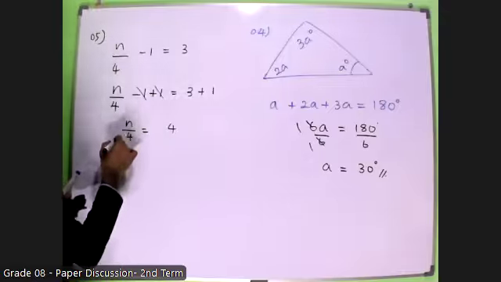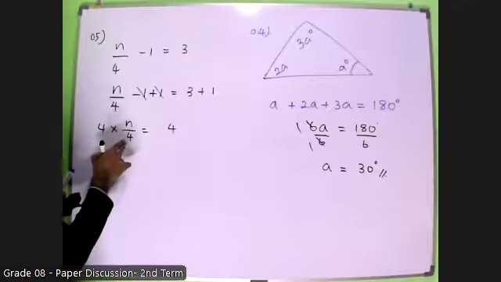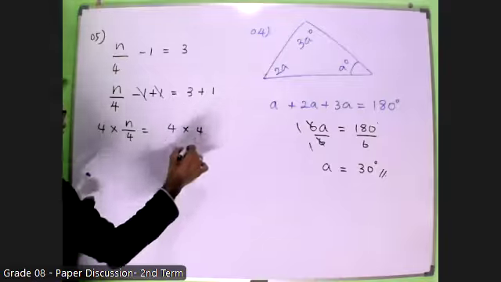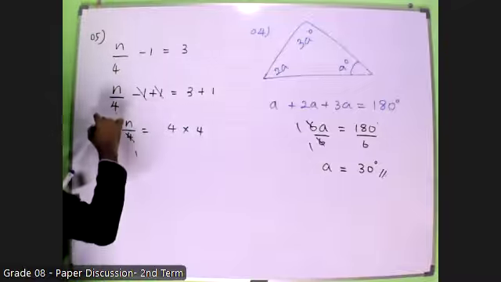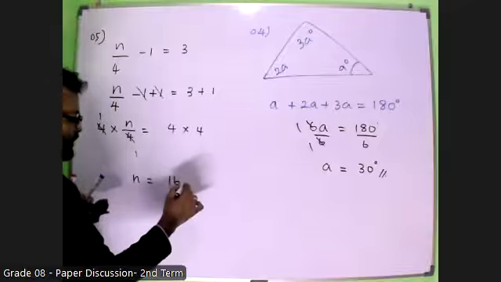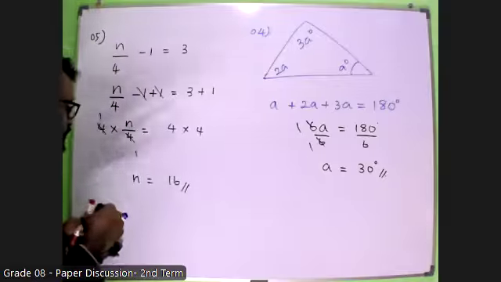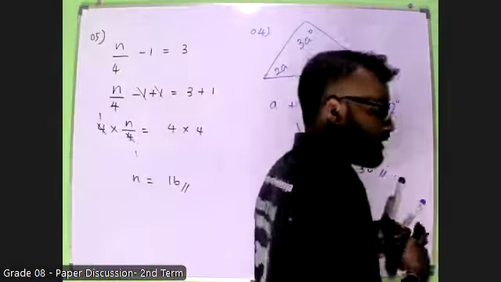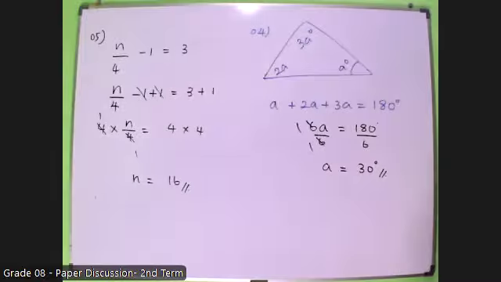So you have to multiply both sides by 4, because you need to remove the n divided by 4. Right? 4 times 4, 4 times 4. n equals 16. So your answer for n is 16. Right. Sixth one.